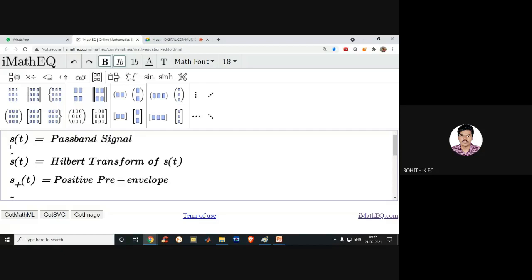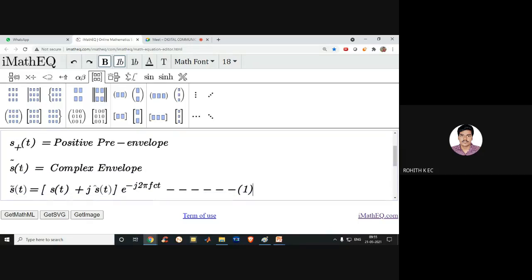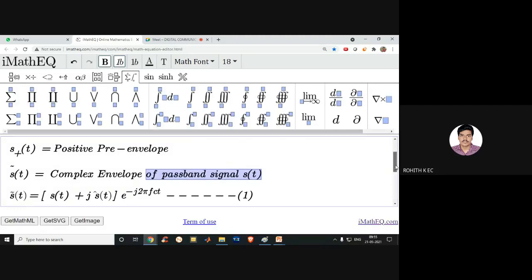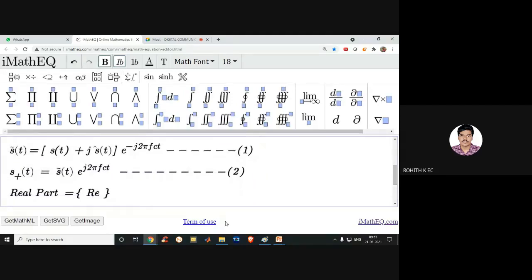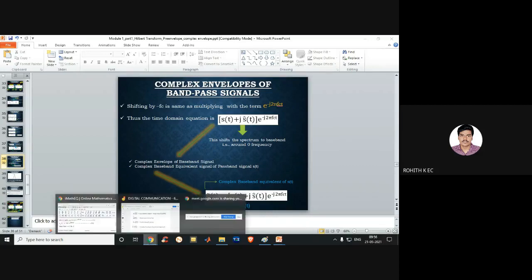So, as we have already discussed, S of t is the passband signal and S cap of t is the Hilbert transform of S of t. S plus of t is the positive pre-envelope and S tilde of t is the complex envelope of your passband signal S of t. Right. Now, I'll consider these two equations. S tilde of t is equal to S of t plus j into S cap of t into e power j 2 pi fct.